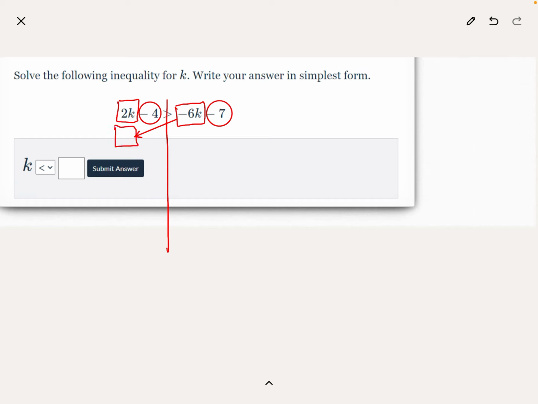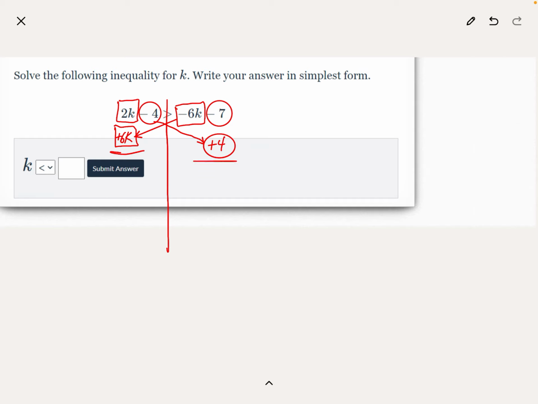So I'm going to take this negative 6k, and because I'm moving it across the line, I change the sign, so it's going to be a positive 6k. And then I'm going to take this minus 4, and move it across the line to the other side where the other circle is, and this is going to be a plus 4. So if you cross the line, change the sign. Now at this point, you just add everything up.